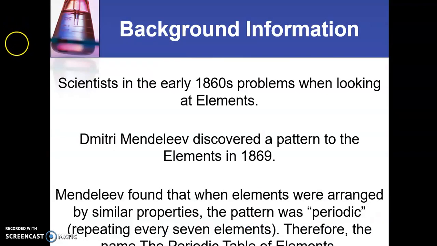Scientists in the early 1860s were looking for a way to organize the elements, and Dmitry Mendeleev discovered a pattern in elements in 1869. He found that when the elements were arranged by similar properties, the pattern, which was periodic, was observable. So that's why he named it the periodic table of elements.